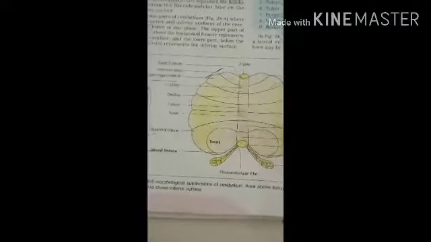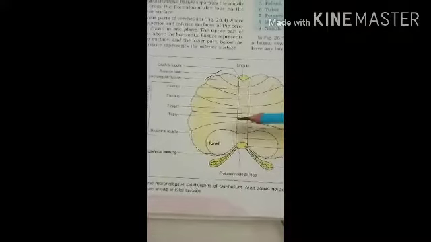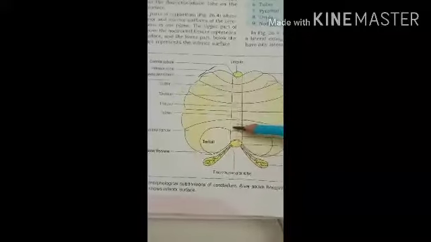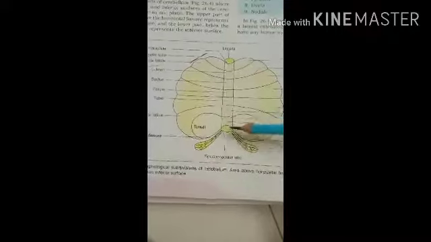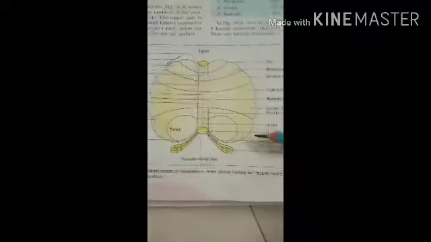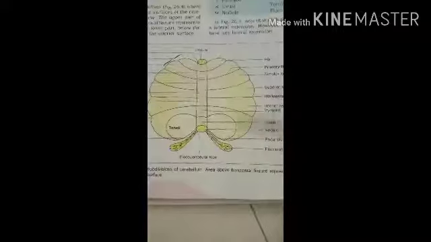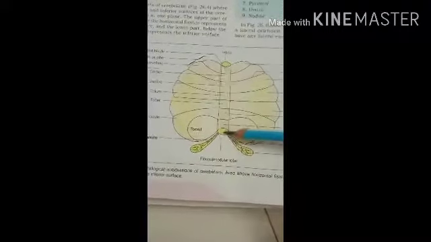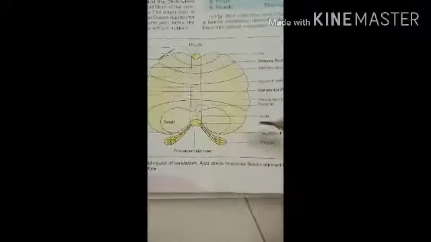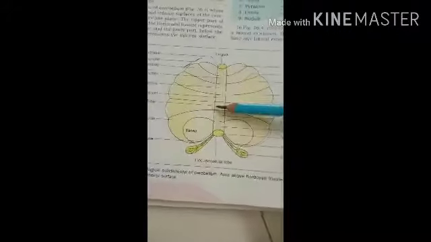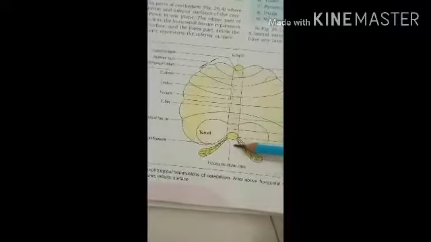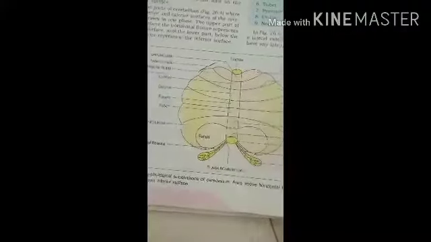Then the remaining 4 parts: the sixth is called the tuber. Then the 7th is called the pyramid. Here you can see the pyramid. Then the 8th is called the uvula. Here you can see the uvula. And the last part, the lowermost part, is called the nodule. So below the horizontal fissure, the vermis is divided into 4 parts: the tuber, pyramid, uvula and the nodule.